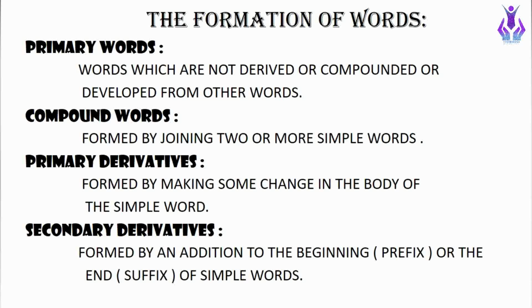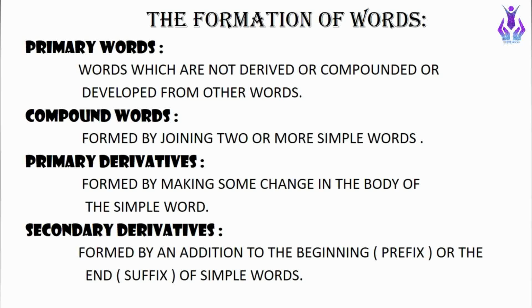The second one is compound words. Compound words are those words that are formed by joining two or more simple words. When we join two or more primary words together, we form compound words. For example, we can say undertake, moonlight. There are so many examples of compound words because there are so many words in our English language that are formed by joining different primary words.